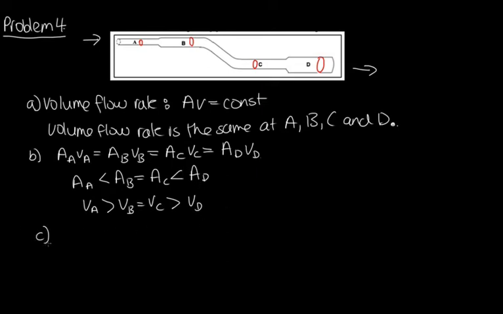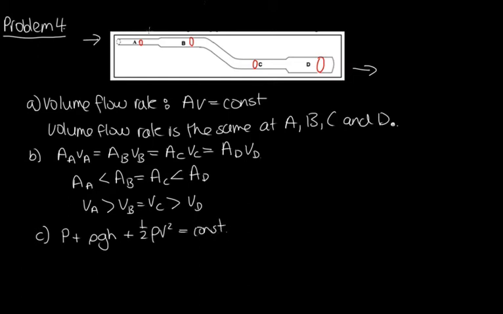So part C, we need to rank the pressure at the 4 points. So to rank the pressure, we're going to need to make use of Bernoulli's equation. We've got that the pressure plus rho g h, the height, plus a half rho v squared is constant.